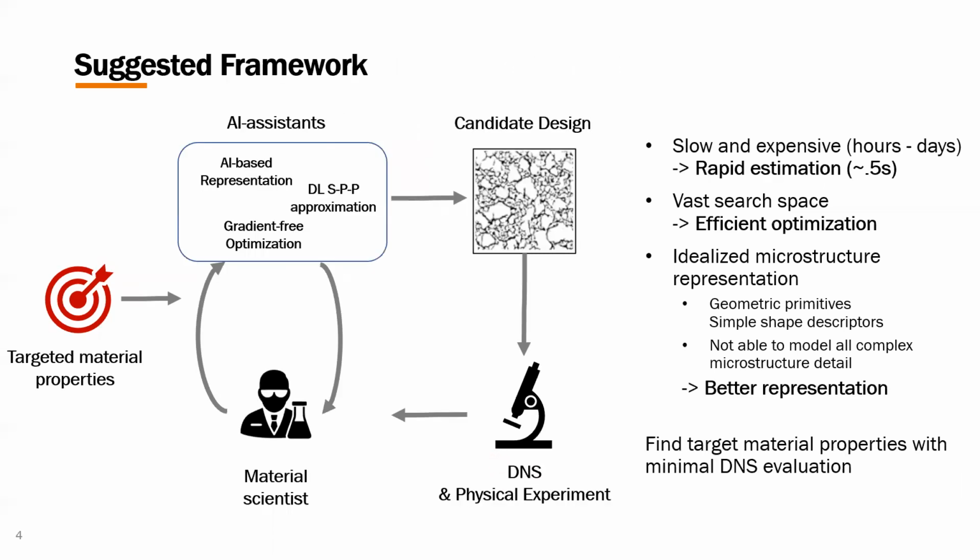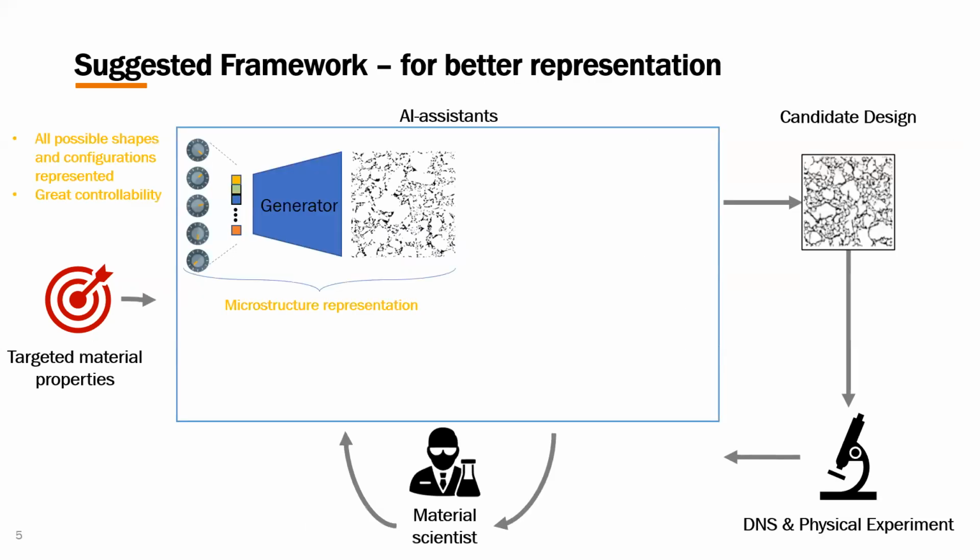Our proposed framework brings AI assistance to better represent microstructure, rapidly estimate the property and performance, and efficiently optimize the vast search space by minimizing the number of expensive experiments while still finding a microstructural design for the targeted property. The first AI assistant enhances microstructure representation to model all possible shapes and configurations. And it also provides better controllability that allows a more sophisticated optimization process.